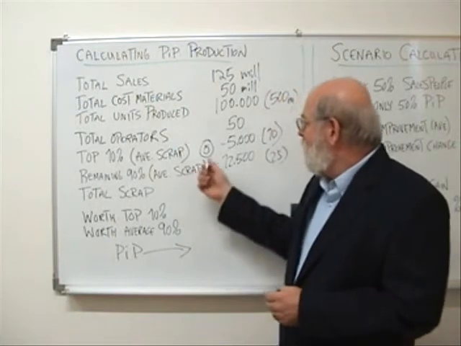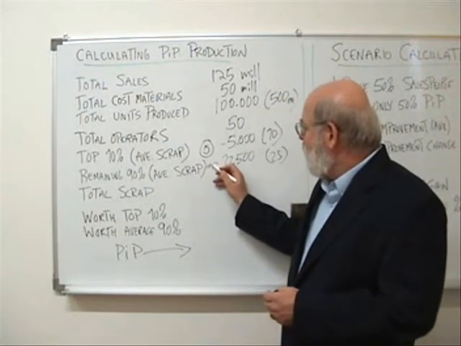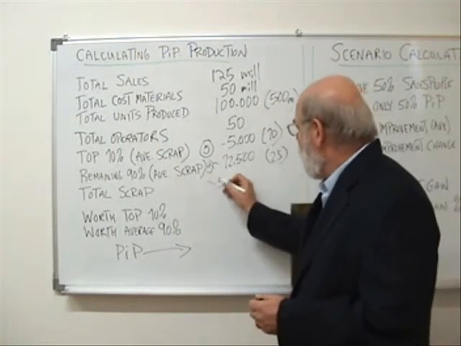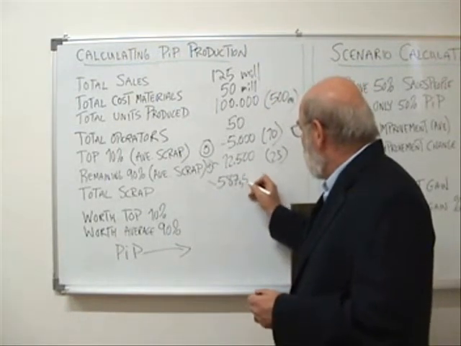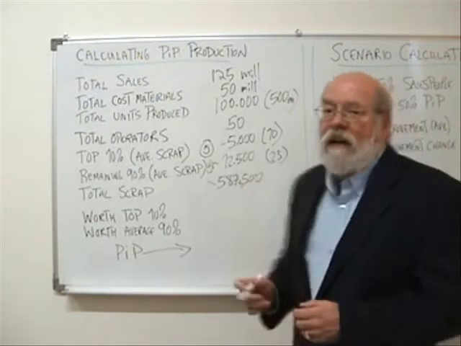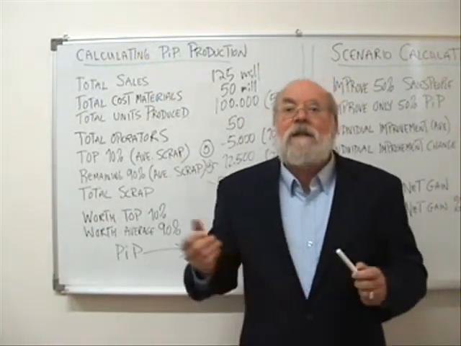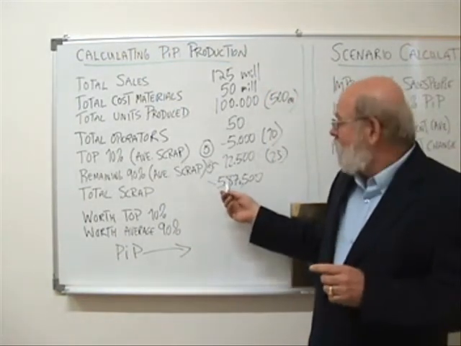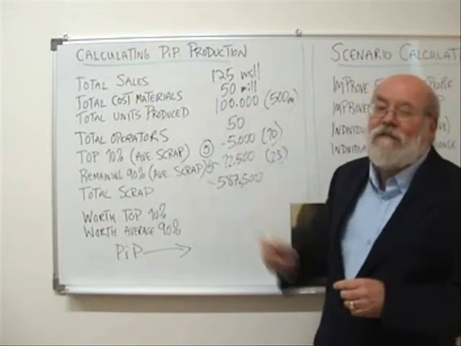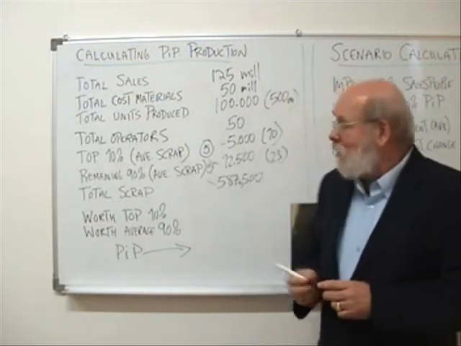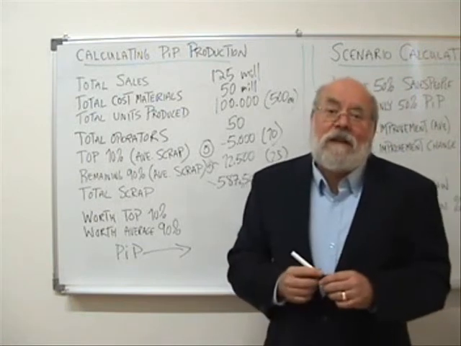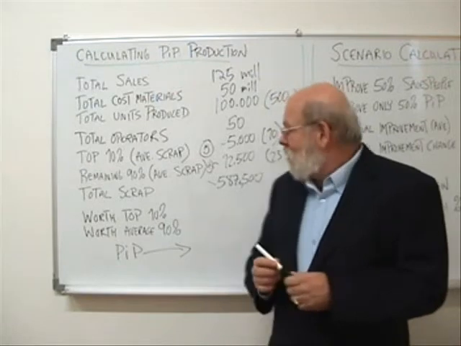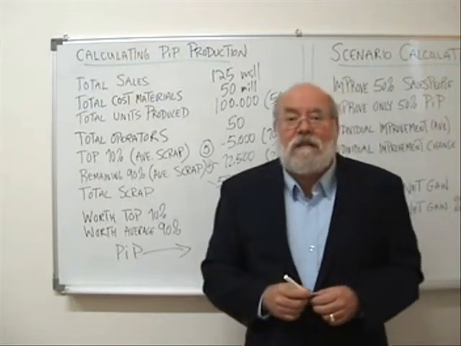Now when we do the calculation of the 45 people and the 5, we find that the total scrap is about 587,500 for the entire team of 50 operators. Now this seems rather high, a high cost, but at the same time we realize this is being applied to our overall cost of materials of 50 million. So this is still just around a 1% scrap cost. So not too high, but still it would be nice to get it better. So let's take a look at these figures for a second.